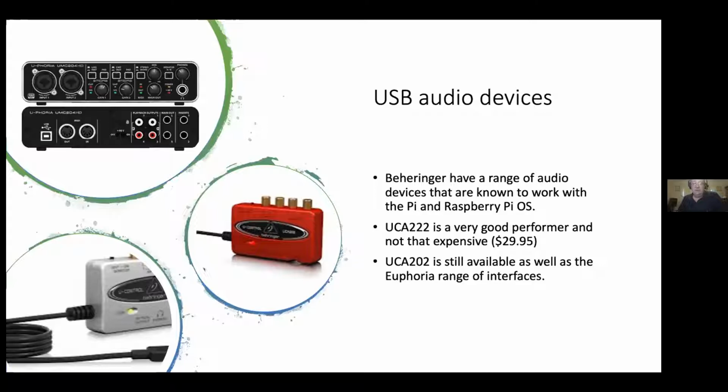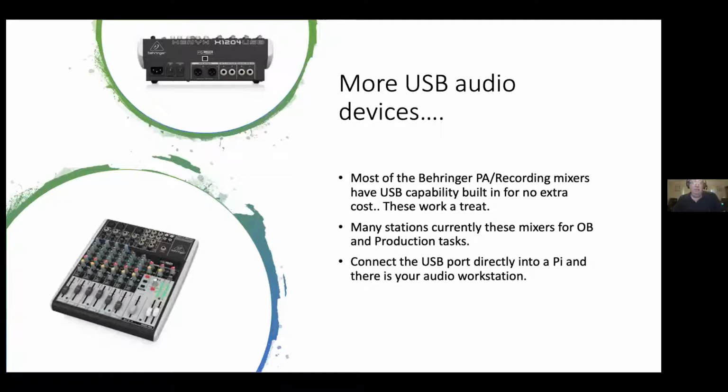Some USB devices, as I mentioned, there's a couple of them there. The Euphoria devices from Behringer, as well as the UCA222 and the UCA202. They're both quite inexpensive. The Euphoria devices, I think they're around about $150 for an entry-level device. You can get up to four audio outputs and two audio inputs working out of that quite comfortably. If you happen to have a Behringer mixer, or any mixer for that matter, that's got an inbuilt USB adapter, you can plug them directly into the Raspberry Pi and you can record and replay directly to and from that device, no problem at all.